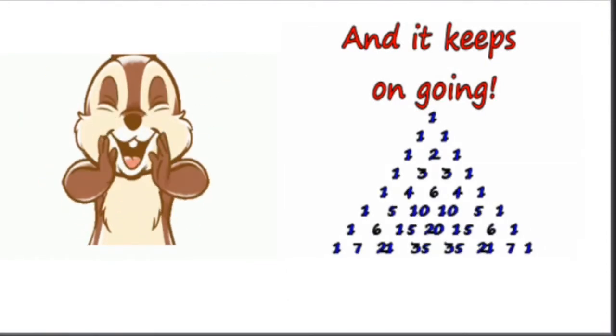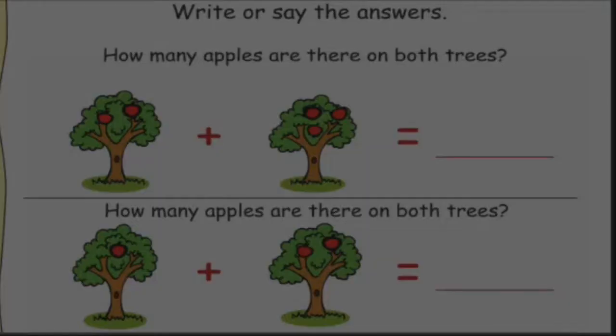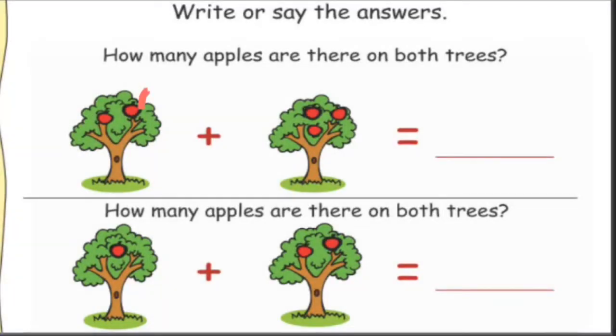Now the first example is this. It said write or say the answers. How many apples are there on both trees? Can you see this? Now let's count the number of apples on both trees. 1, 2, 3, 4, and 5. 5 apples. Wow, do you see that?